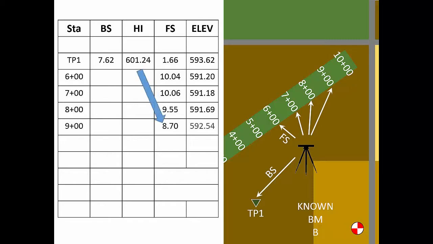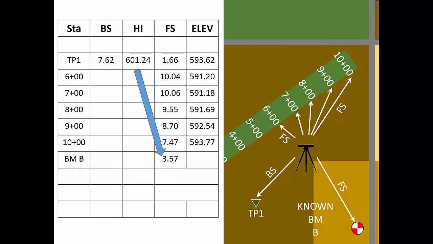Now, the final closing rod reading is on our ending benchmark. It may be tempting to call this a backsight, but actually it's a foresight. Remember that there is only one backsight per instrument setup. For this setup, we took the backsight reading at the turning point. Therefore, the rod reading on the ending benchmark is a foresight.